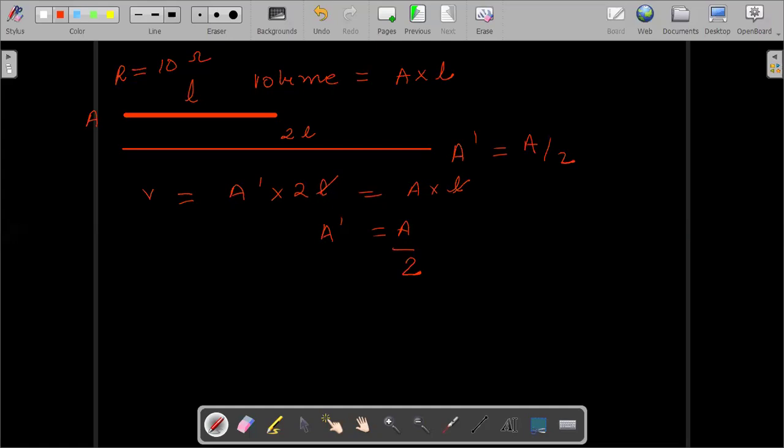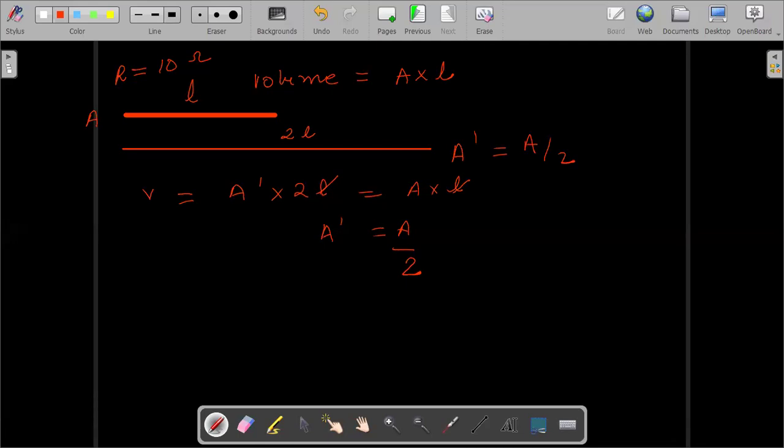Forty, sir. The new resistance would become 40. Sir, I have a doubt. R equals specific resistivity into L by A, sir. So now, specific resistivity does not change.